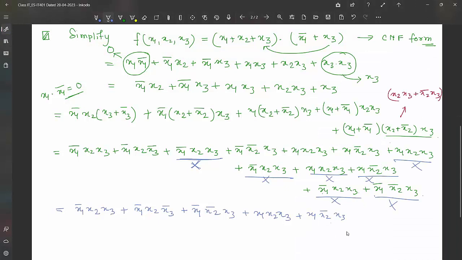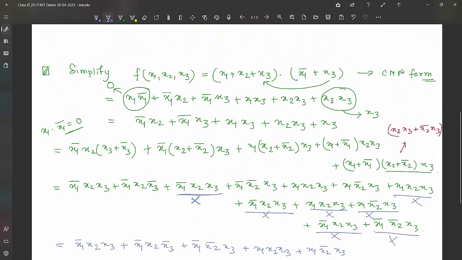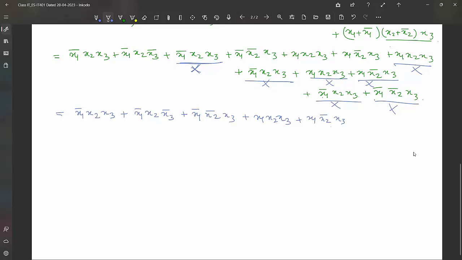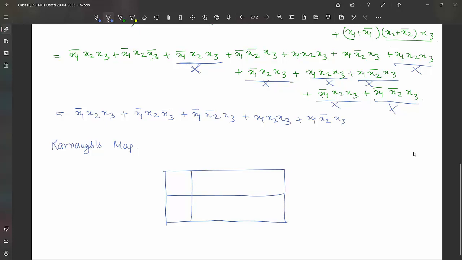So this is just a simplification of the CNF form. After making these simplifications of the CNF form you can actually make the Karnaugh map. Make the Karnaugh map, and it is again the same thing: x1, x1 bar, and x2 x3, x2 bar x3, x2 bar x3 bar, and x2 x3 bar.